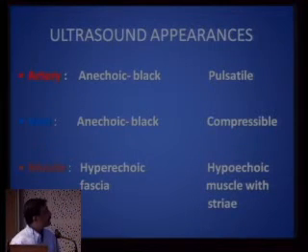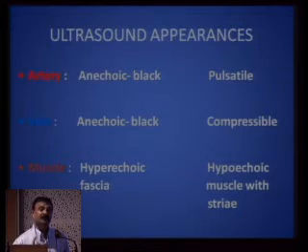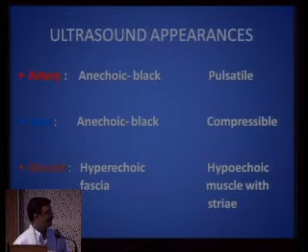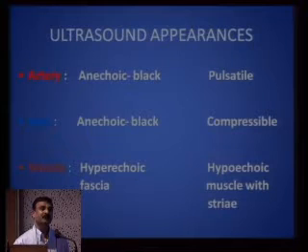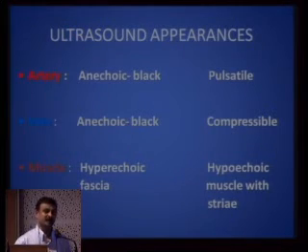An artery is black, but then you can recognize an artery because it pulsates. A vein is also black, but you can recognize a vein because you can compress the vein by your ultrasound probe. And the muscle has a bright fascia which encloses a darkish muscle mass.